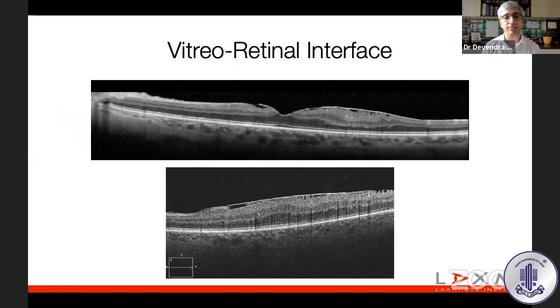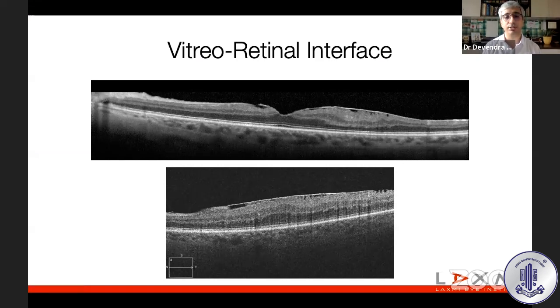So the first interface is the Vitreo-Retinal Interface, and these are just some line scans which show you a layer lying on top of the retina, which is an epiretinal membrane. And you can see in the top line scan that it's just draped over the retina, but it's also pulling the retina into folds, especially the internal limiting membrane is getting a little folded at the top over there. And the lower scan shows how the retina is becoming thick.